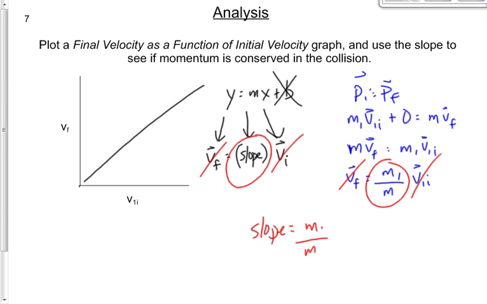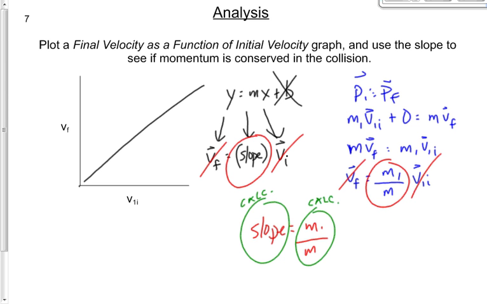Almost done. Almost ready to actually begin collecting data. You will get the slope from your graph. In fact, a spreadsheet can do that for you. You don't actually need to calculate it yourself. A spreadsheet, and I'll show you how to do that. The spreadsheet will do that for you. You can calculate this value, m1 over the total mass, because you've got the masses, right? So calculate this.